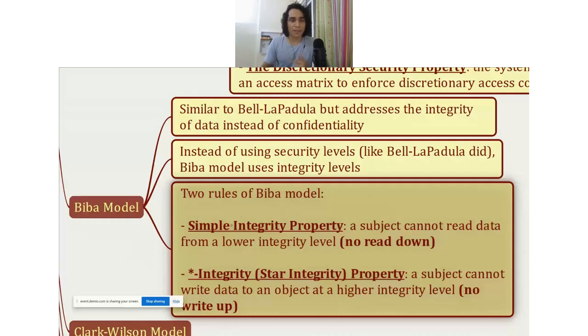Now there can be confusion between Bell-LaPadula model's rules and Biba model's rules, but just remember that when the rule is talking about simple, simple is about read. So in Bell-LaPadula, simple property is about no read up, whereas in Biba model, simple property is about no read down. Okay, and when it comes to star, star property is about write. So when it comes to Bell-LaPadula, star property says that you cannot write down. And when it comes to Biba model, that star property says you cannot write up. All right. And remember that Bell-LaPadula is about confidentiality, Biba is about integrity.